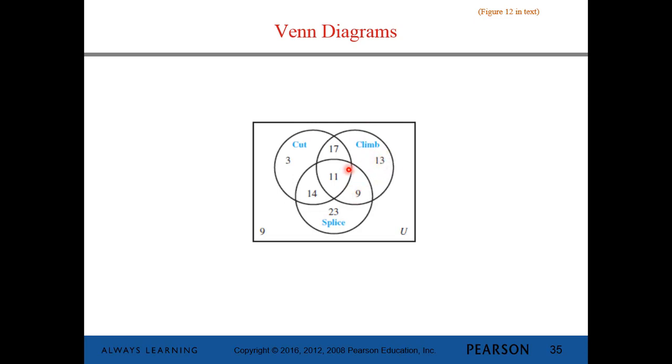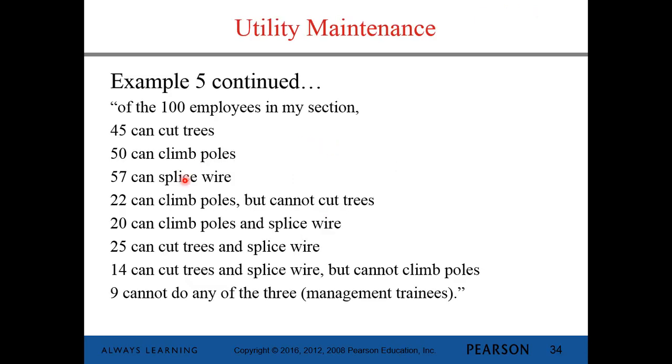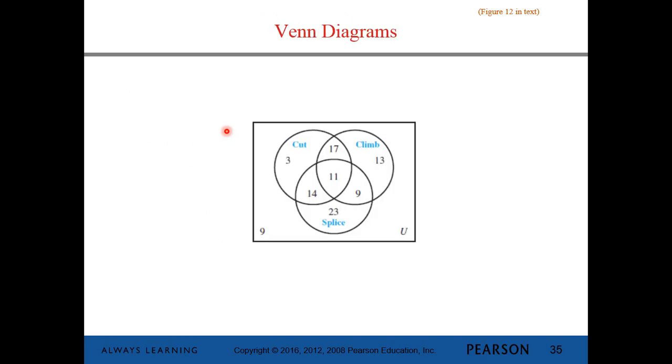And now we can fill in this piece here, 17, because we know the total that can climb trees is 50. So we know that this plus this plus this plus this has to add up to 50. So this is 20, 33, and then 33 plus 17 is the 50. So we know that piece.